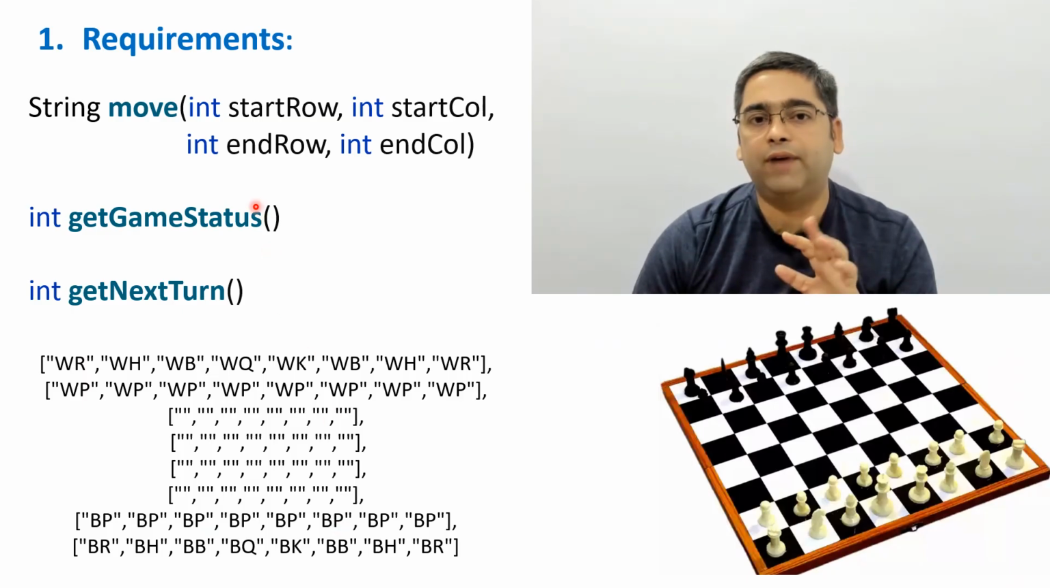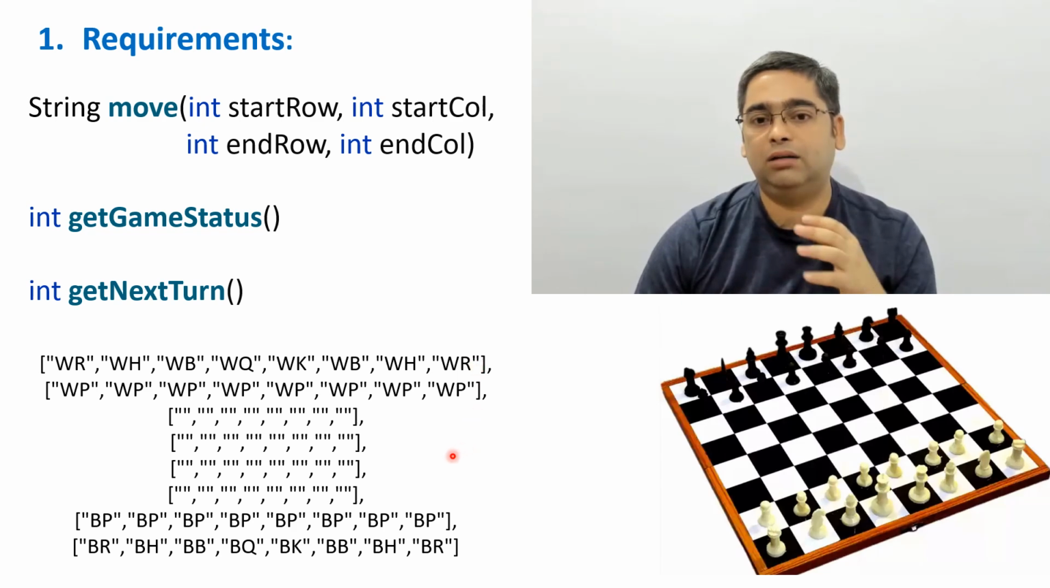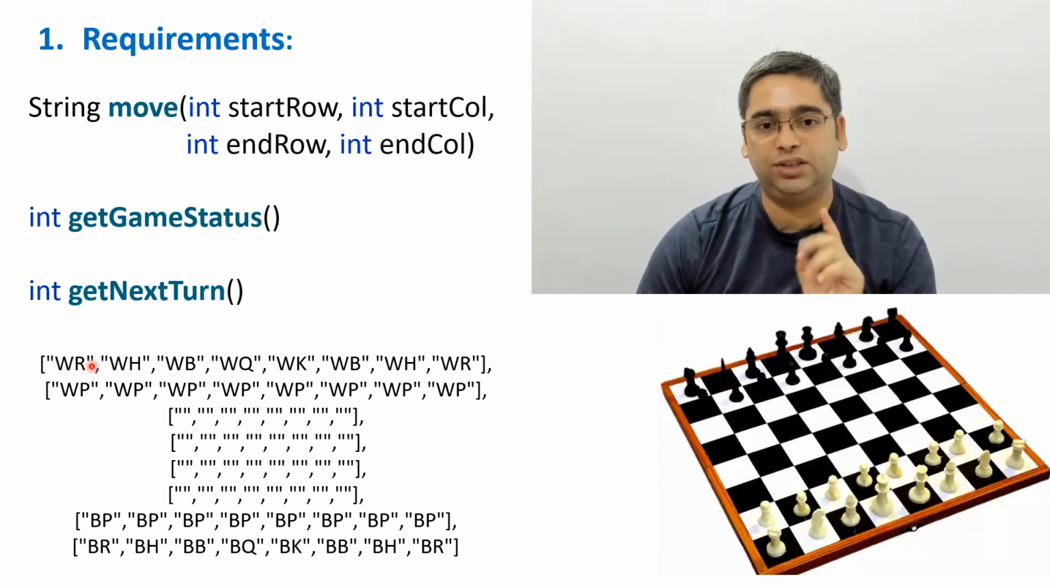Now that we have revised the rules of the chess game, let's go through the requirements. But before that, let's see how our chessboard is going to look. It is basically 8 rows and 8 columns, and each piece will be represented as a string. The first character is the color of the piece and the second character is the type of the piece.